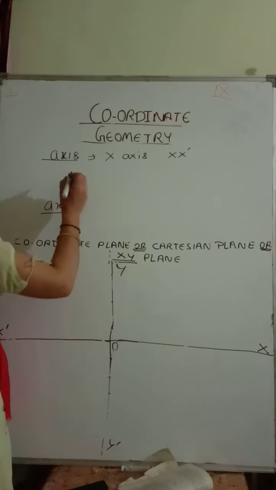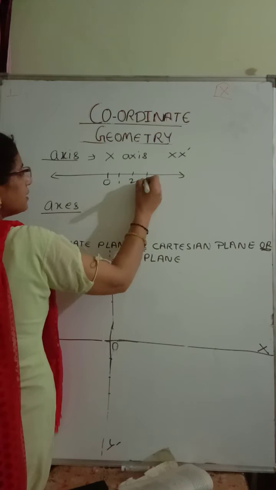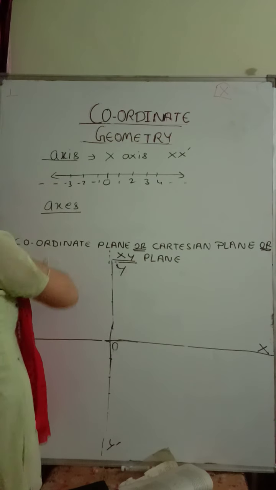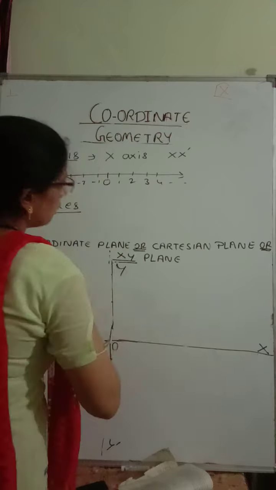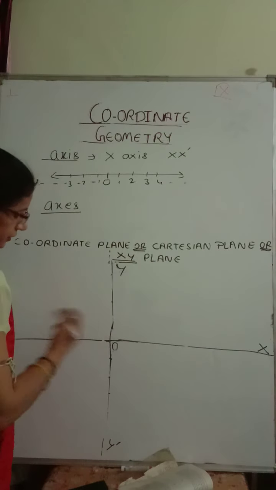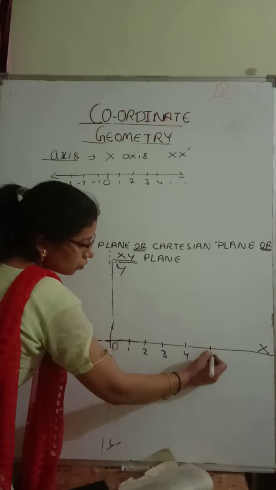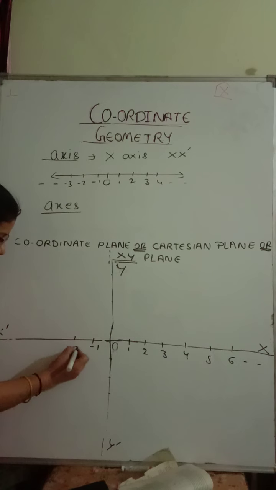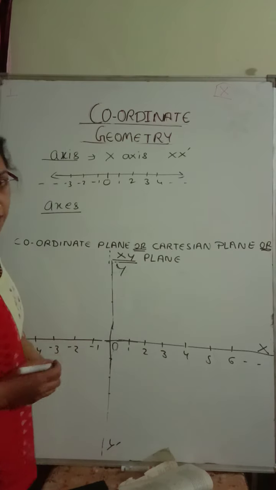Okay, so a number line, you know the number line is like this, 3, 4 up to so on, -1, -2, -3, there are integers on a number line. So the same number line we have put here. This is 0, this is 1, 2, 3, 4, 5, 6 up to so on. Same way this side -1, -2, -3, -4, -5 and up to so on. This is the x-axis.